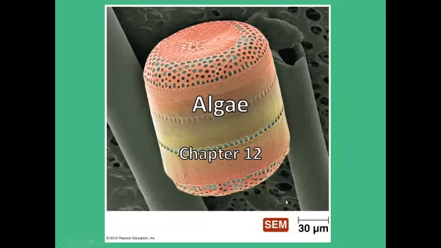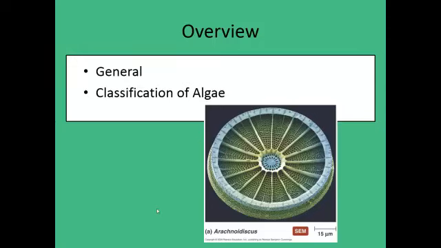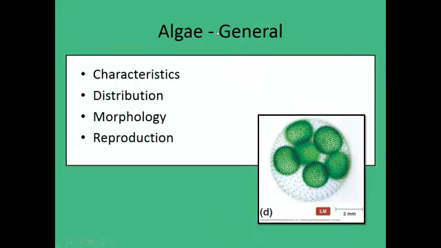Chapter 12, Algae. The learning objectives for this topic are: describe the distinguishing characteristics of algae, describe the alternation of generations in algae, list 4 groups of algae and describe distinguishing characteristics of each, list several economic benefits derived from algae, and list 4 ways in which water molds differ from true fungi. So we're going to cover algae in general and then the classification of algae. Under general, we will be talking about the characteristics of algae, distribution of algae, morphology, and reproduction.